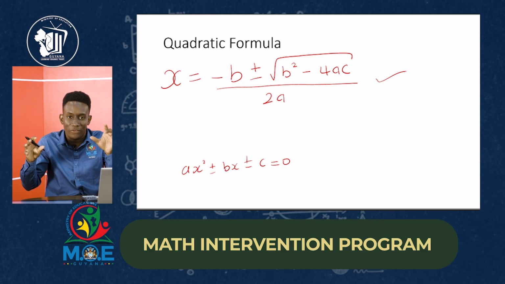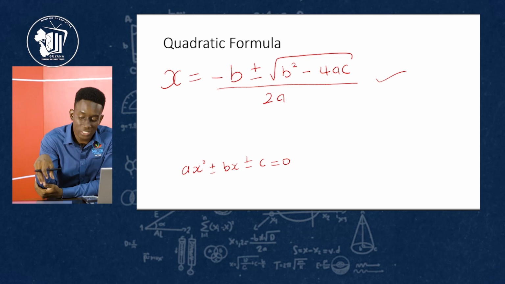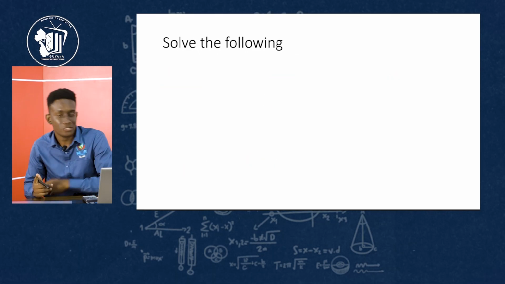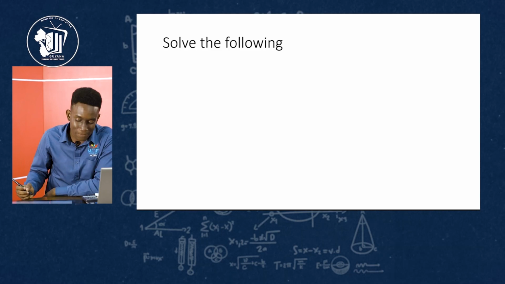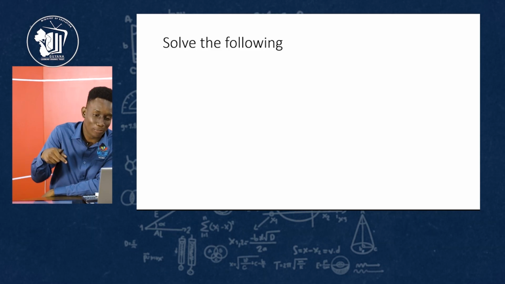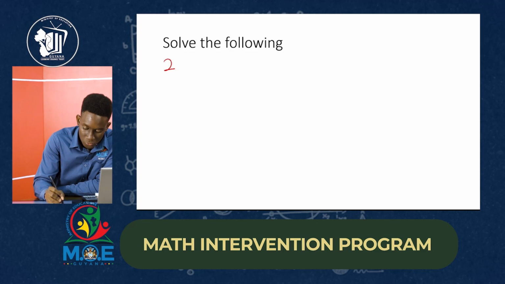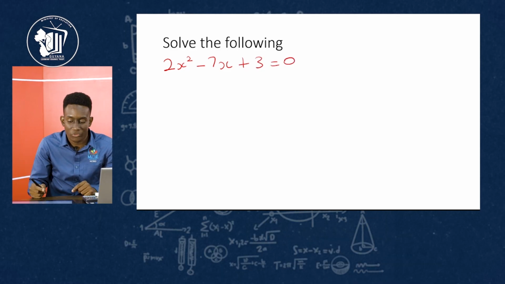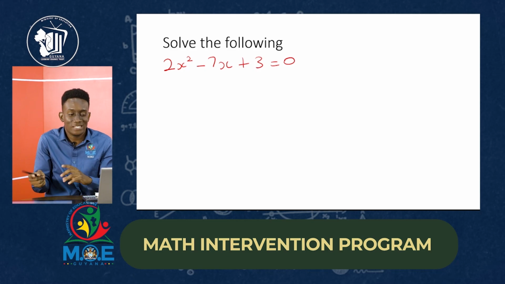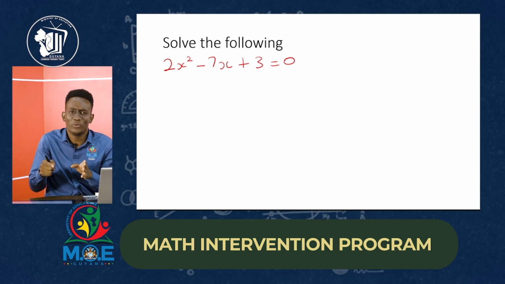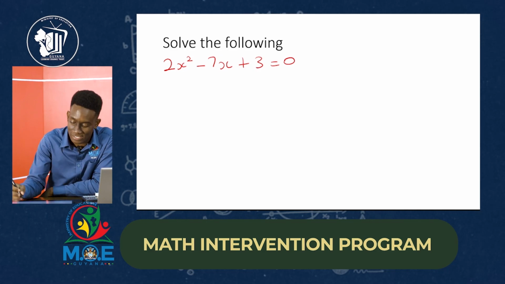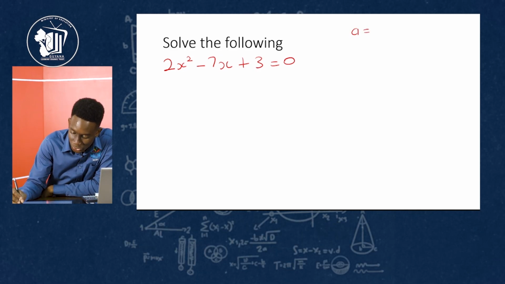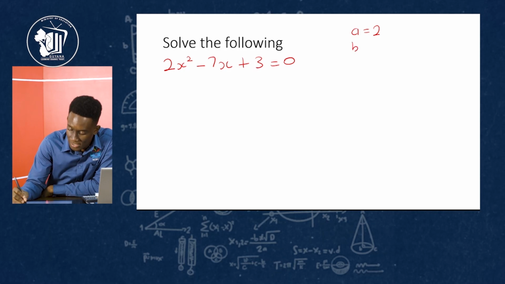So in this case, we are taking those values and substituting them into the quadratic formula. Let's head into an example. The first example is we have to solve this using the quadratic formula. The equation is 2x squared minus 7x plus 3 is equal to 0, and we want to solve this quadratic. Since we are substituting a, b, and c into the formula, it's important to identify them before we put down the formula. What is a, b, and c? We see a is equal to 2, b is equal to negative 7, and c is equal to 3.